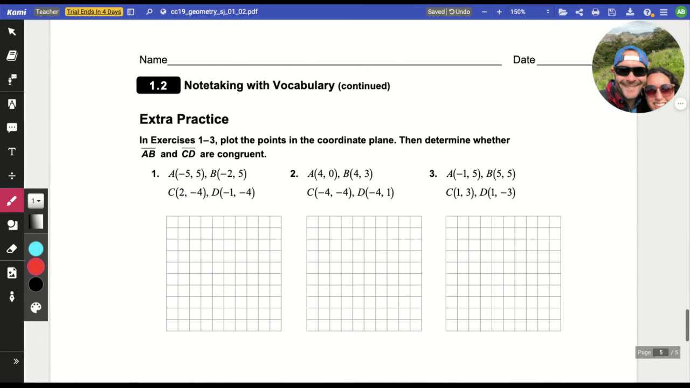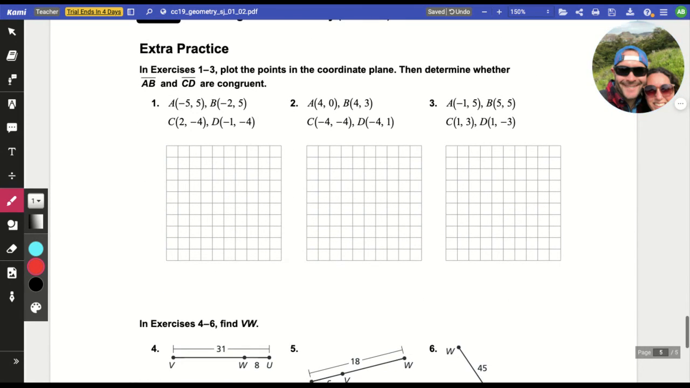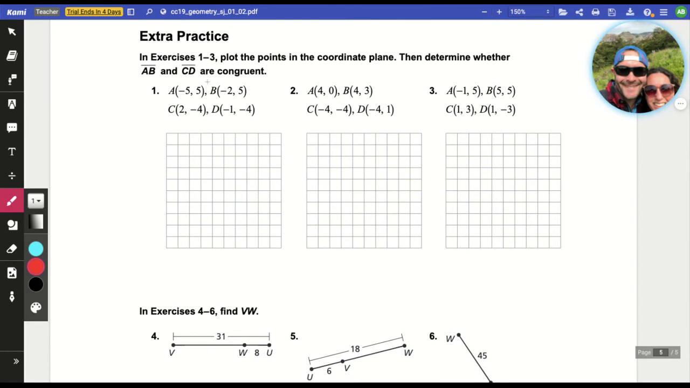All right. So plot the points. This is some point plotting. I'm not going to do all of these, but we're going to look at a few of them here. So maybe we'll do number 1, and I'll leave you to practice a couple of these, and then determine whether the segments are congruent. So let's plot some points here. First, you need a grid. You need some axes. So we'll call that our y-axis, right?